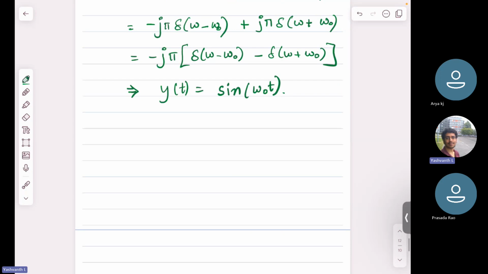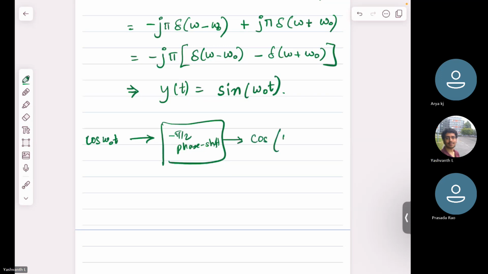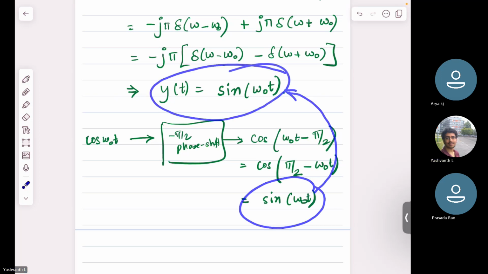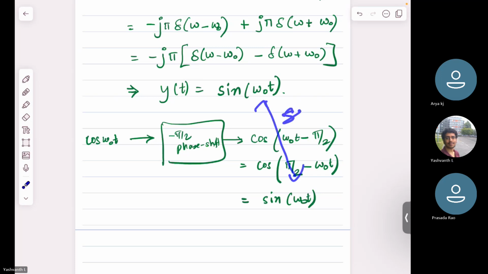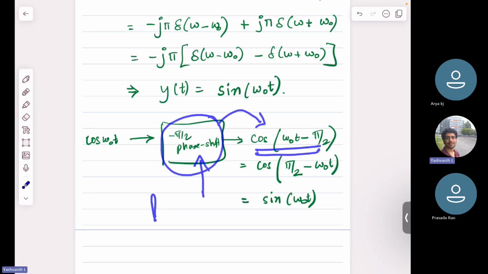Okay, so basically I will just do a sanity check. For example, if I have cos omega naught t and I pass it to a minus pi by 2 phase shifter, what essentially am I doing? I should get cos of omega naught t minus pi by 2. That means you shift the phase by pi by 2, right? But what is this? Same as cos of pi by 2 minus omega naught t. Why? Because cos theta is the same as cos of minus theta. But what is this? Sin omega naught t. And this is the same as what we have gotten using the convolution property also. Both are the same. Is it okay? So if I apply any x of t to a pi by 2 phase shifter, it will just shift the phase by pi by 2. And these phase shifters are called Hilbert transformers.